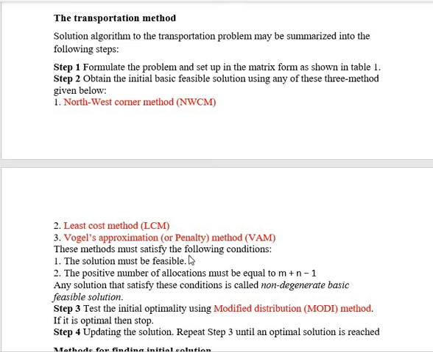These methods must satisfy the following conditions. The solution must be feasible. The positive number of allocations must be equal to m plus n minus 1. Any solution that satisfies these conditions is called a non-degenerate basic feasible solution. Next is step 3: Test the optimality using the modified distribution, or MODI, method. If it is optimal, then stop. Step 4: Update the solution. Repeat step 3 until an optimal solution is reached.